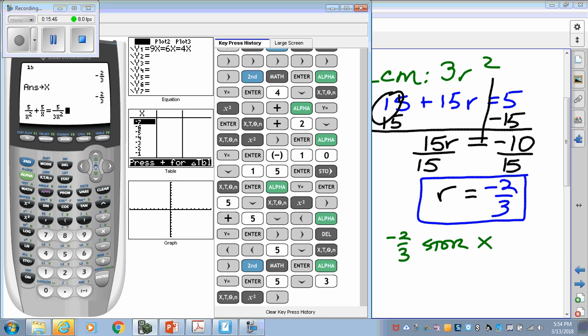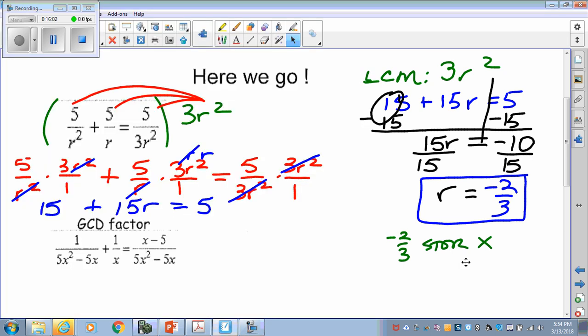We stored x. You said x is negative 2/3. We said that will make it true. So I want to see a 1. Yay! Hooray! Okay, excellent. That's such a good feeling. All right, so now let's try the next one.